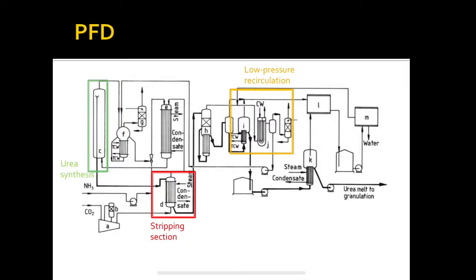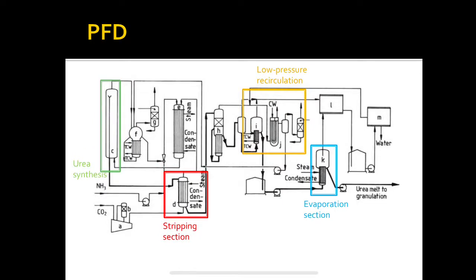The urea solution of the synthesis section only contains ammonia and CO2 at low concentrations, so that the amount recycled from the low-pressure recirculation section is minimized. The urea solution output from the recirculation section contains 75% urea by weight, concentrated in the evaporation section.